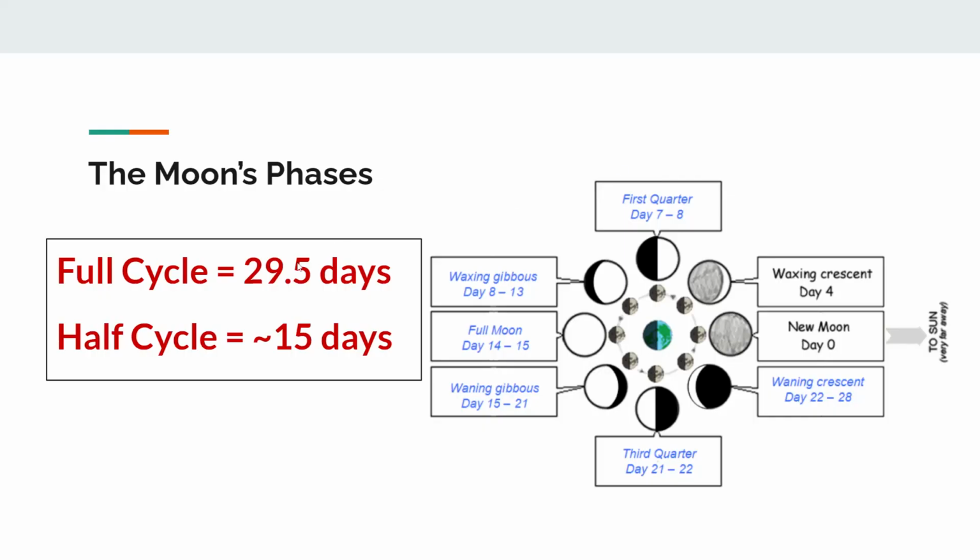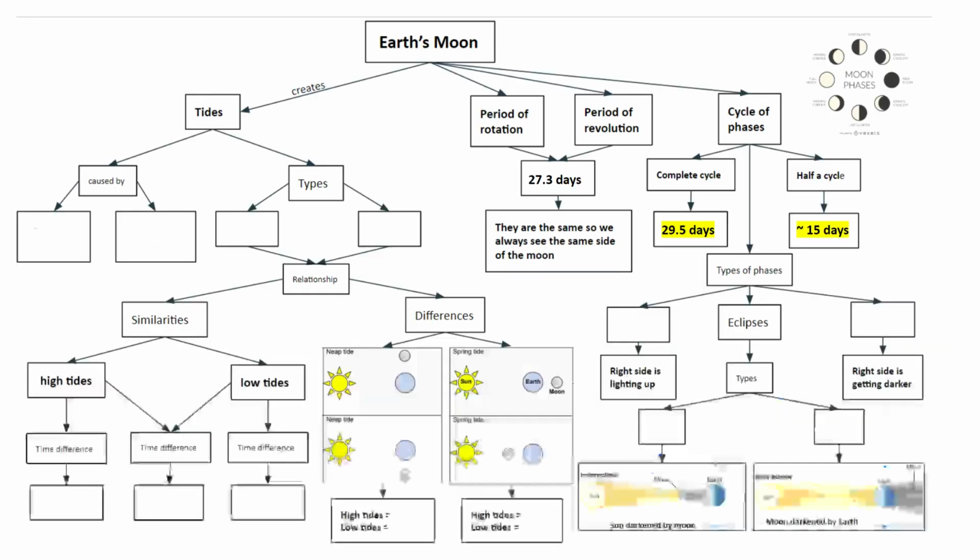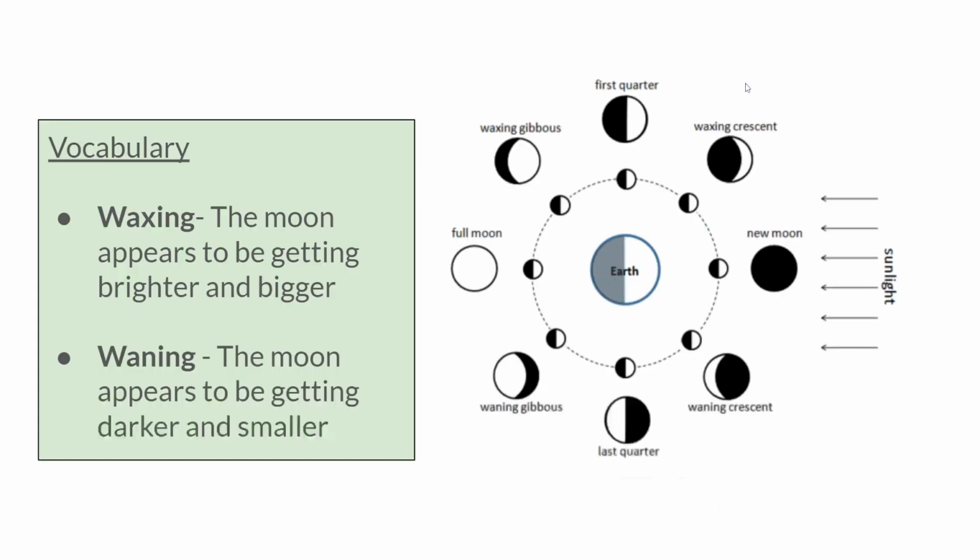So one thing you also need to memorize is that a full cycle of the moon is about 29.5 days, about a month. It takes about a month for the moon to make a full cycle from new moon back to new moon. And that means half a cycle takes about 15 days, about 2 weeks. Okay, remember this. Let's write this down. A complete cycle of phases for the moon takes 29.5 days, and half a cycle takes about 15 days.